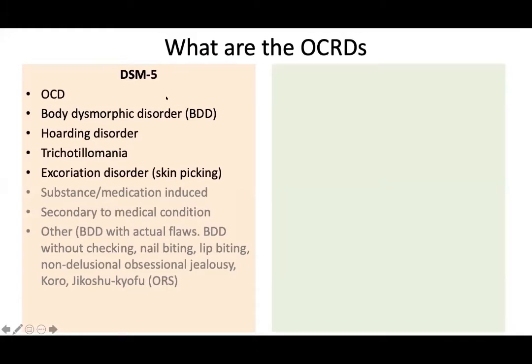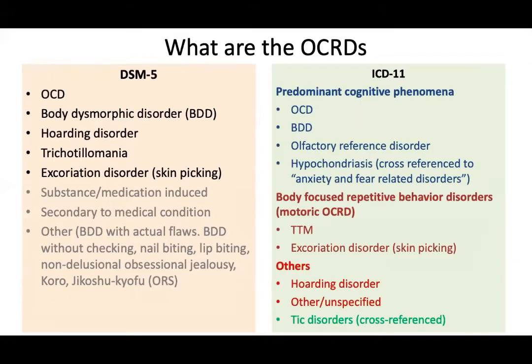ICD has taken a slightly different approach. They've included more disorders than what has been included in DSM-5. Basically, they classify the obsessive compulsive and related disorders into 2 main categories. The common symptomatology between all these disorders is the presence of repeated thoughts or repeated behaviors. In ICD-11, they have classified into the OCRDs with predominant cognitive phenomena, that is, which present with predominant repetitive or persistent thoughts, which includes OCD, body dysmorphic disorder, the new category of olfactory reference disorder, and hypochondriasis.